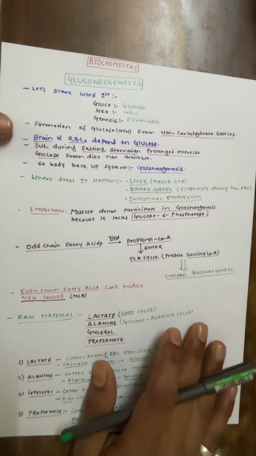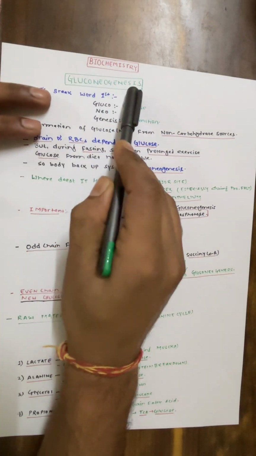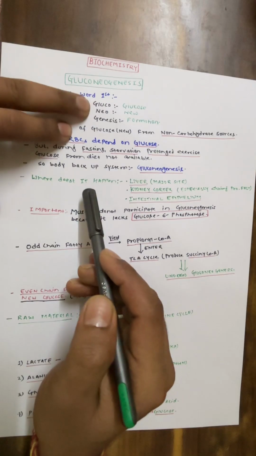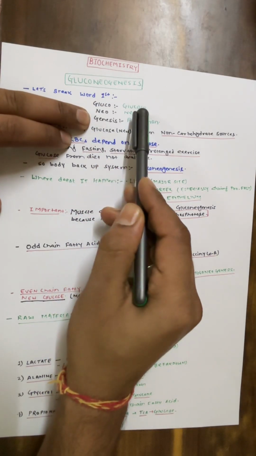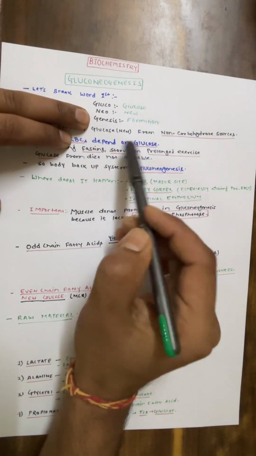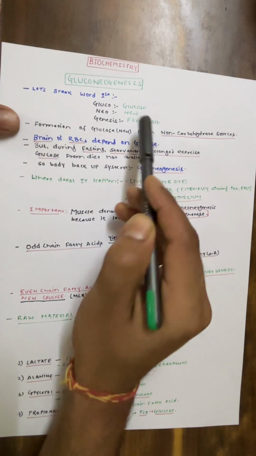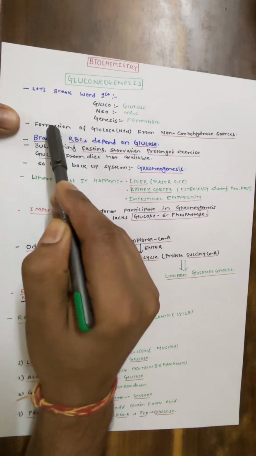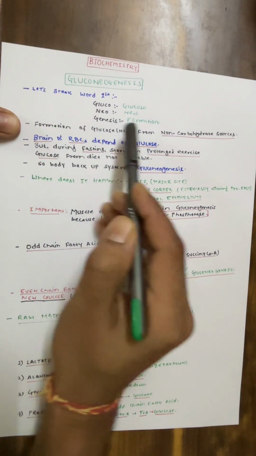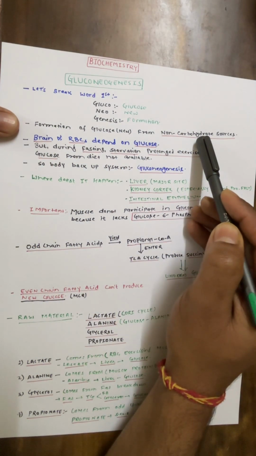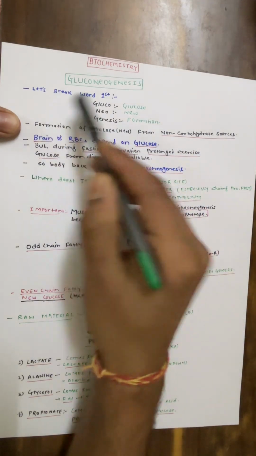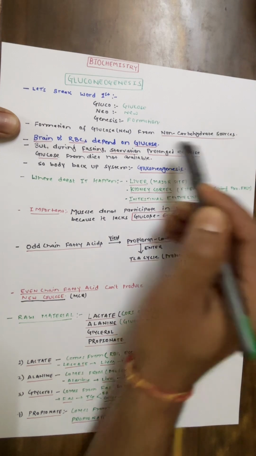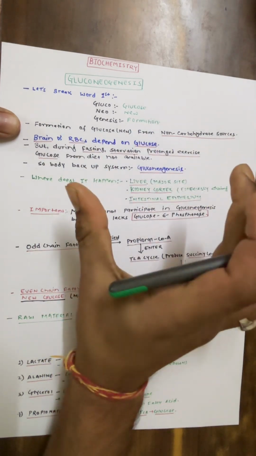Let's first break this word, gluconeogenesis, into three words: gluco, neo and genesis. Gluco means glucose, neo means new, and genesis means formation. So from this breakdown, we came to know that it is the formation of new glucose from non-carbohydrate sources. We can define gluconeogenesis as the formation of new glucose from non-carbohydrate sources.